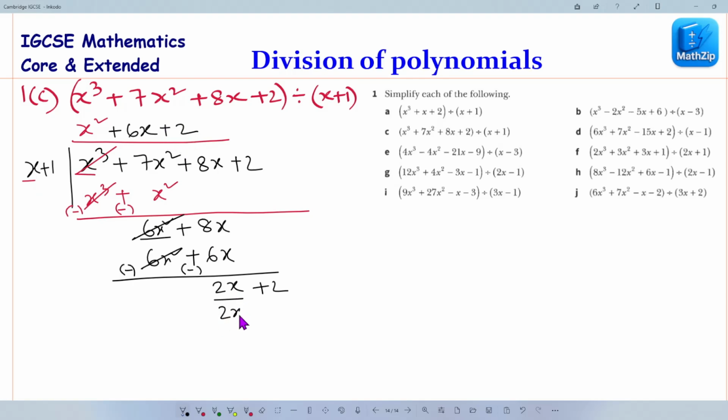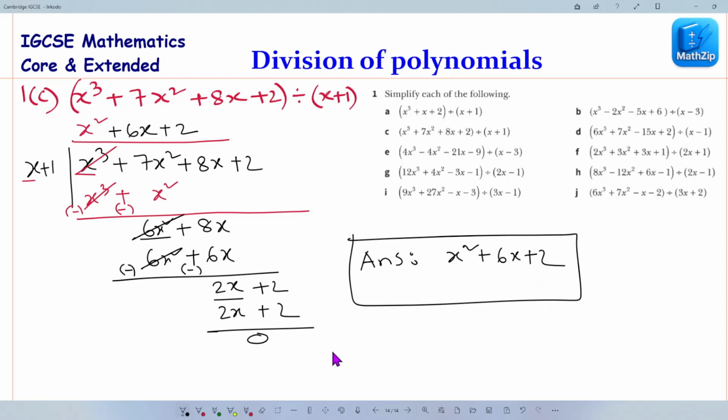So 2x, 2 times 1 is plus 2. So here is no remainder, it means 0. So our answer is x square plus 6x plus 2. Very simple.